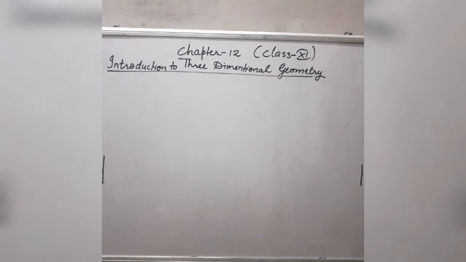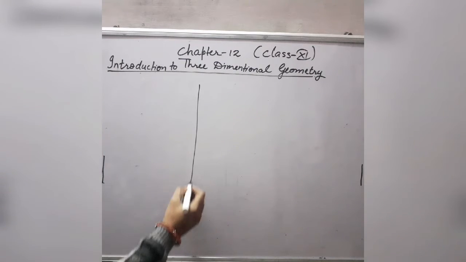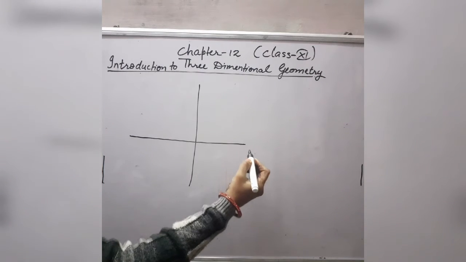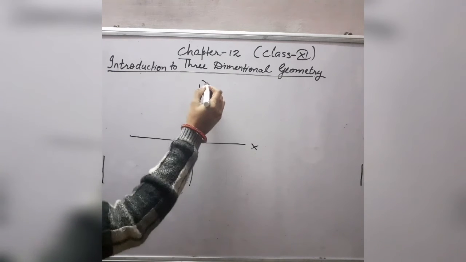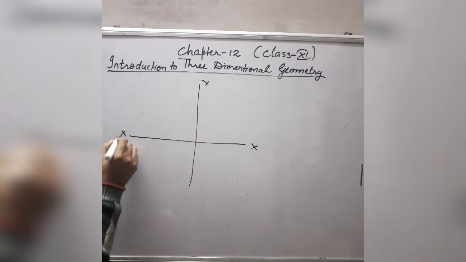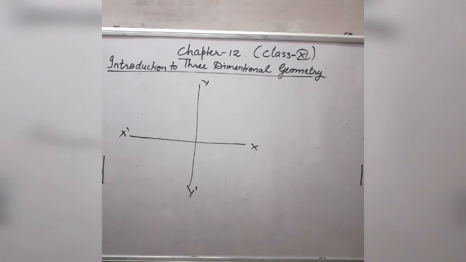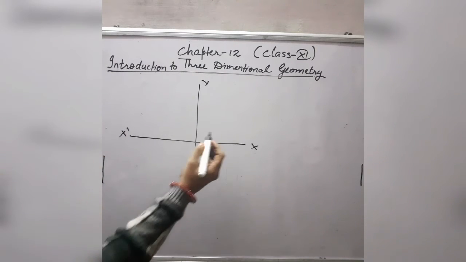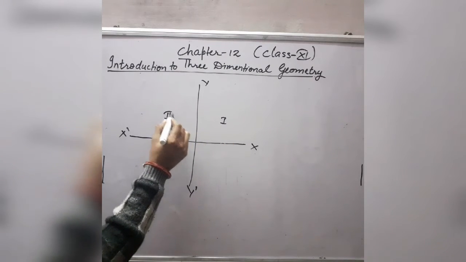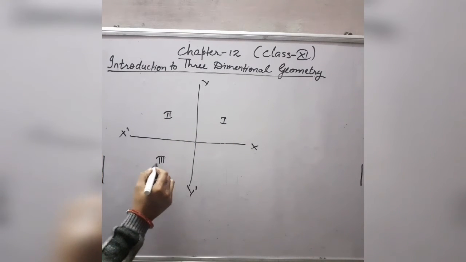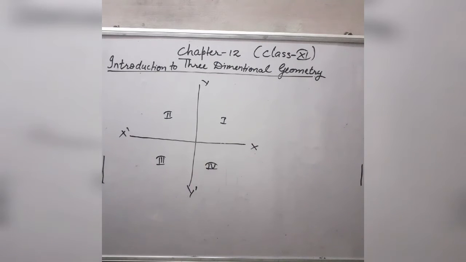Yes students, today we will start chapter number 12, Introduction to Three-Dimensional Geometry. All of you are familiar with two-dimensional geometry. In two dimensions, let us suppose this is a plane, this is the x-axis, this is the y-axis, this is the negative direction of the x-axis, and this is the negative direction of the y-axis. The two-dimensional plane is divided into four parts, four quadrants. This is the first quadrant, this is the second quadrant, third quadrant and fourth quadrant.